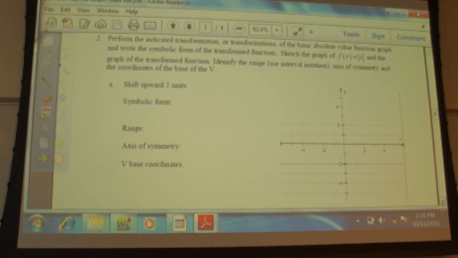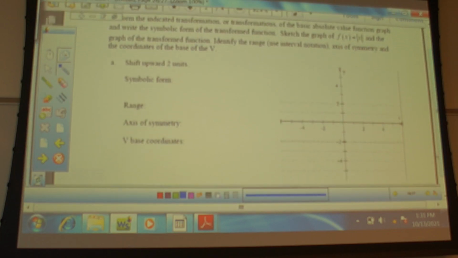We're going to perform the transformation. We're going to shift it upwards 2. So up 2 means we started off centered here. Everybody with me? It's 0, 0. Shifting up 2 means we're going to center here. We're going to go up through here, up through there. That's the shift.